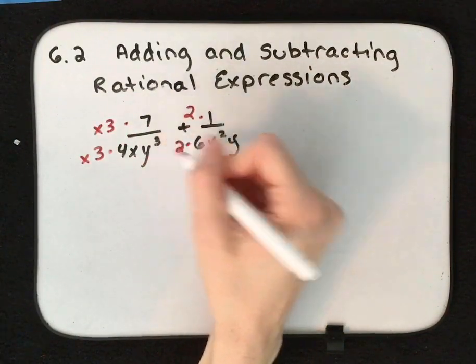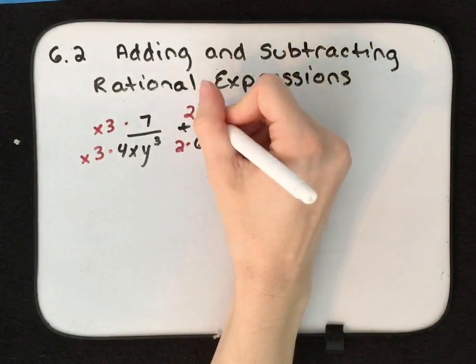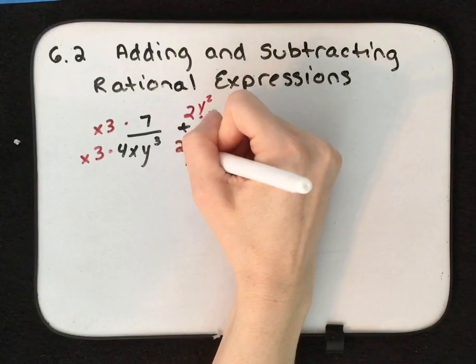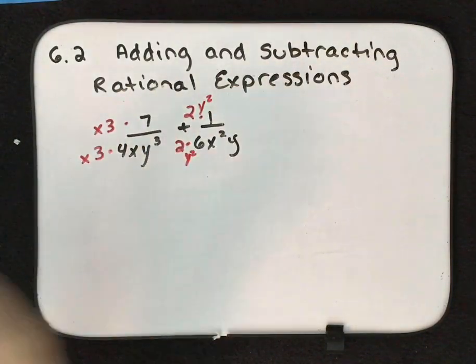Here I have y to the third, here I only have y. So if I want to make this y to the third, I need to multiply top and bottom by y to the second. Alright, let's see what we have when we clean this up some.